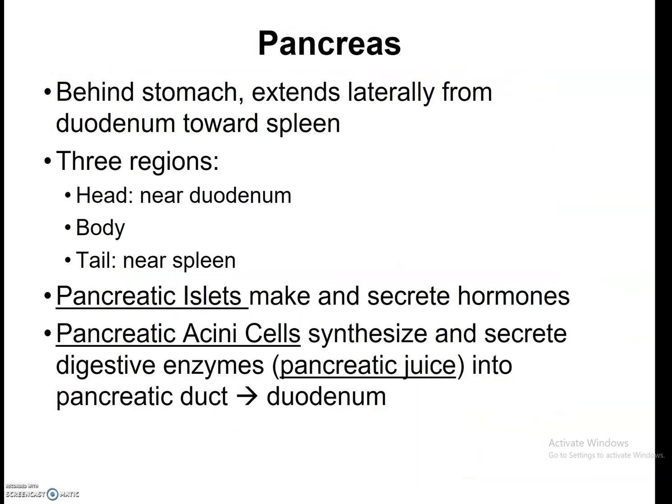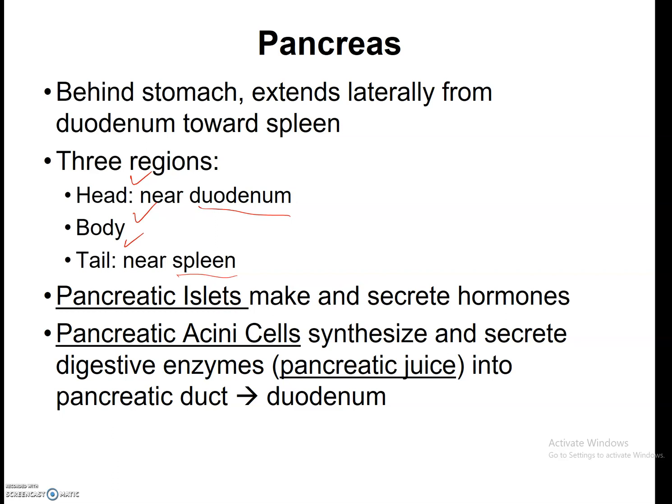The pancreas itself exists behind the stomach. It is posterior to the stomach and extends laterally. There are three regions: the head, the body, and the tail. The head is near the duodenum and the tail is near the spleen. The pancreatic islets are going to be making and secreting hormones. You'll hear a lot about that in physiology.